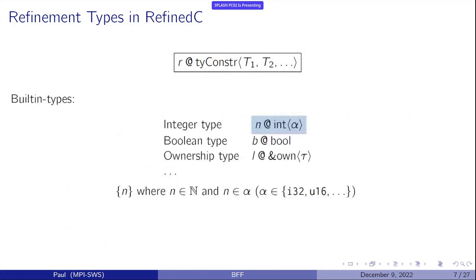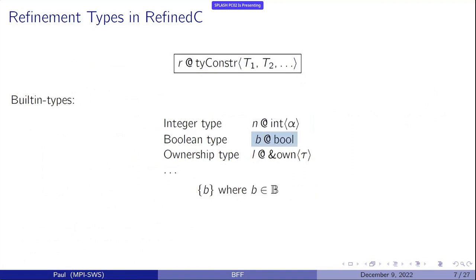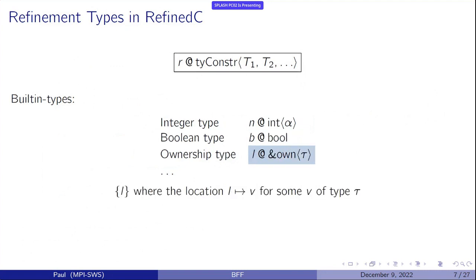I'll show you some of the built-in types in RefinedC. For example, the integer type is actually a singleton type whose only inhabitant is an integer value n of the integer size alpha. And likewise, the Boolean type is a singleton type that represents a Boolean value b. And the ownership type, following the Rust style, is a singleton set of location L, which this location points to and owns some value v that has type tau, which is the type argument of the ownership type.